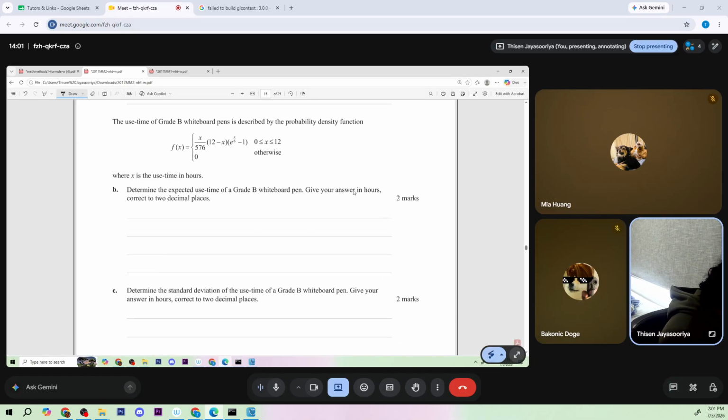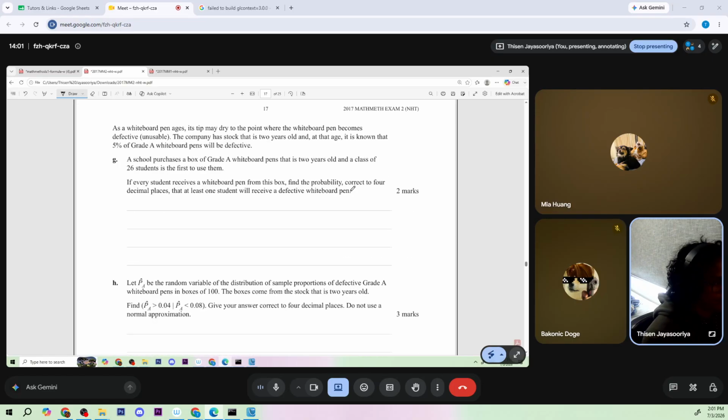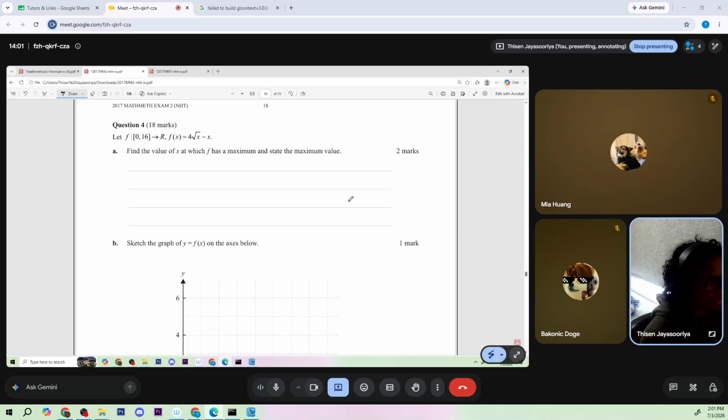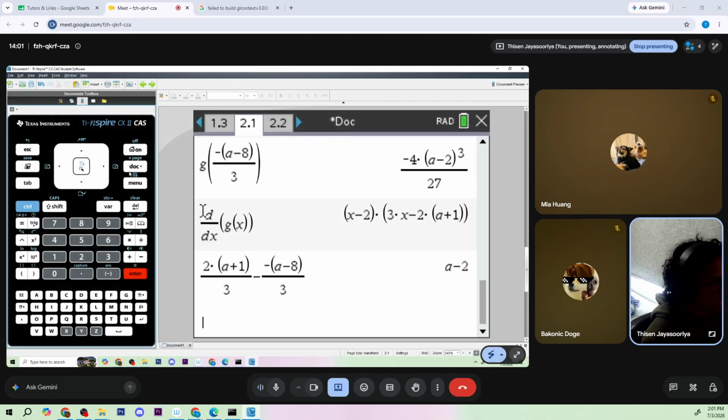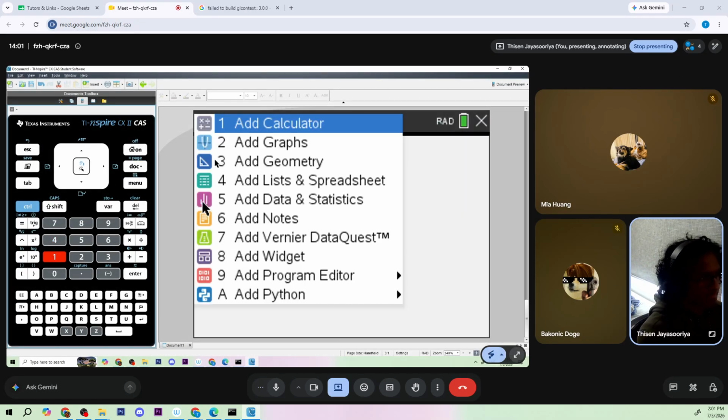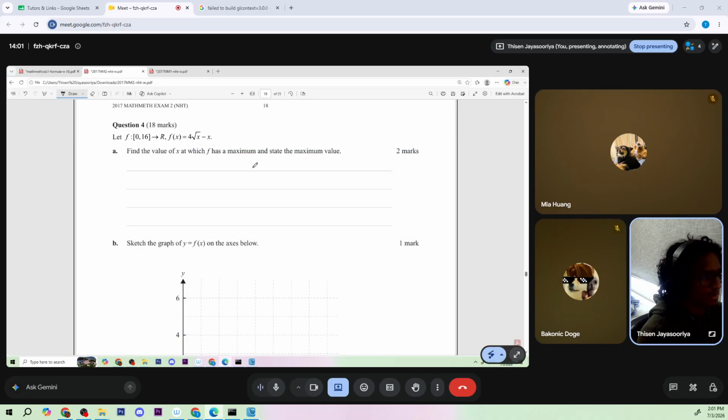I'll come back to this probability section. I know the two of you haven't done probability, so I'll come back to it a little bit later. And we'll jump to this question over here. So here, question, here again, calculator. Find the maximum value of x for which f of x is a maximum and state the maximum value.